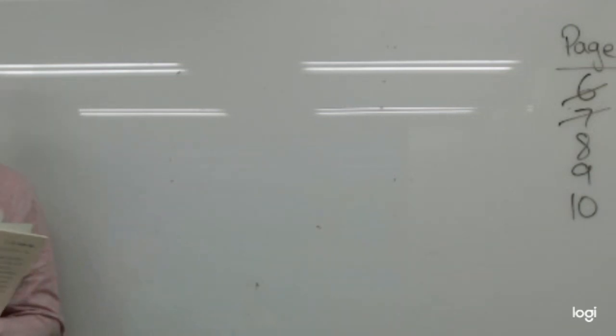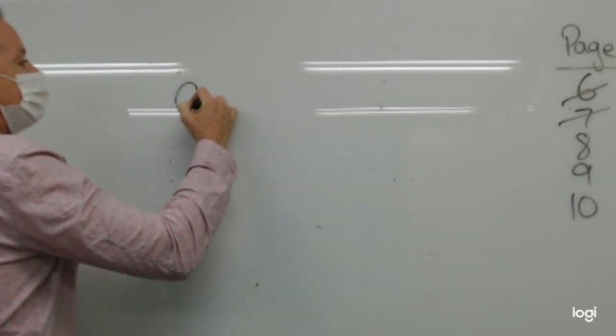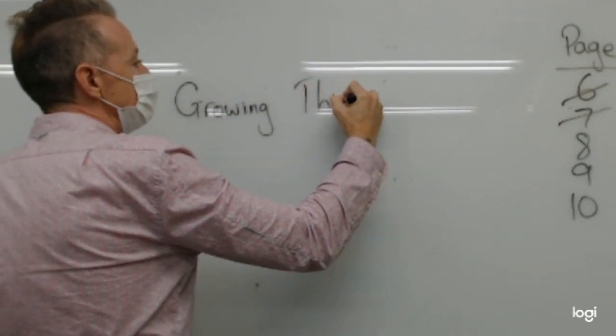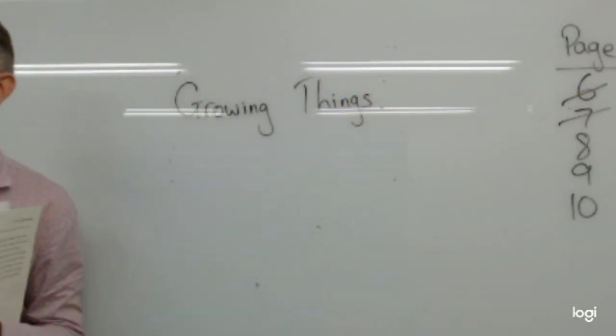Remember the name of the school was called Reading Town? This is called Growing Things. It's the name of a plant store. Shop.